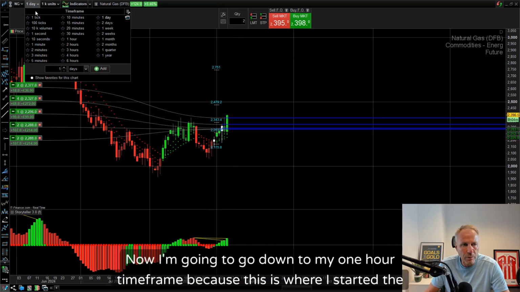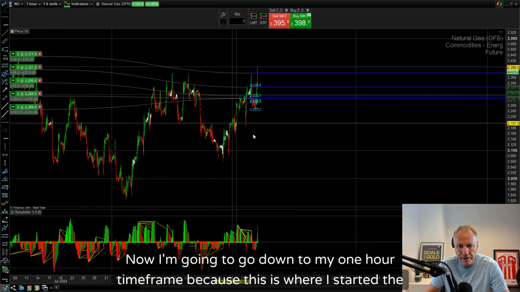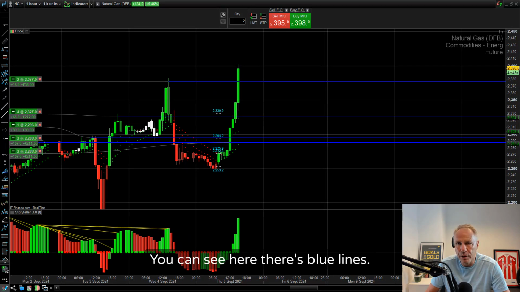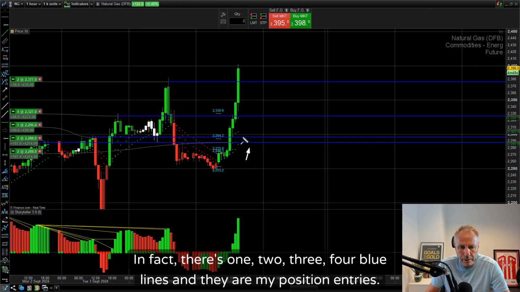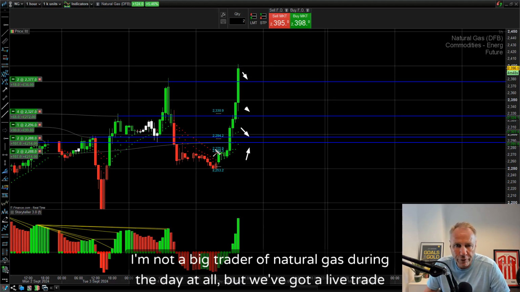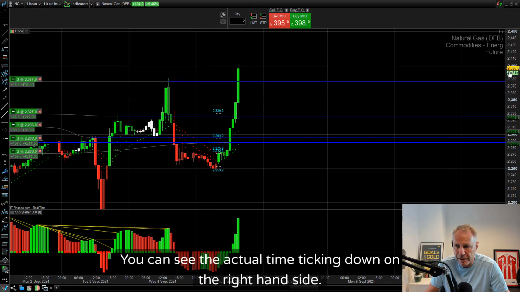Now I'm going to go down to my 1 hour time frame because this is where I started the scaling in process today. You can see here there's blue lines. In fact, there's 1, 2, 3, 4 blue lines, and they are my position entries. I'm trading natural gas. I'm not a big trader of natural gas during the day at all, but we've got a live trade going on here. You can see the actual time ticking down on the right hand side.